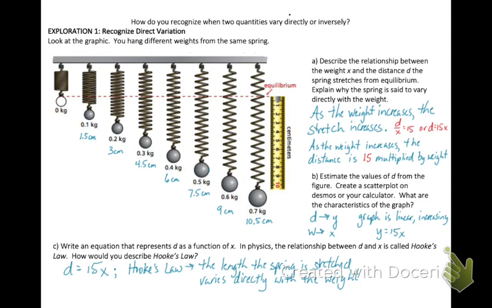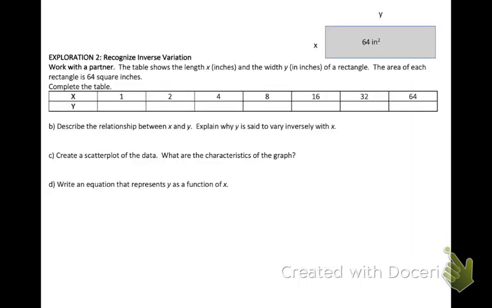All right, let's continue on to exploration 2. And here we're going to explore or discover an inverse variation relationship. So if you look at the table, it shows the length x in inches and the width y in inches of a rectangle, and I have a visual up there to your right. The area of the rectangle is 64.